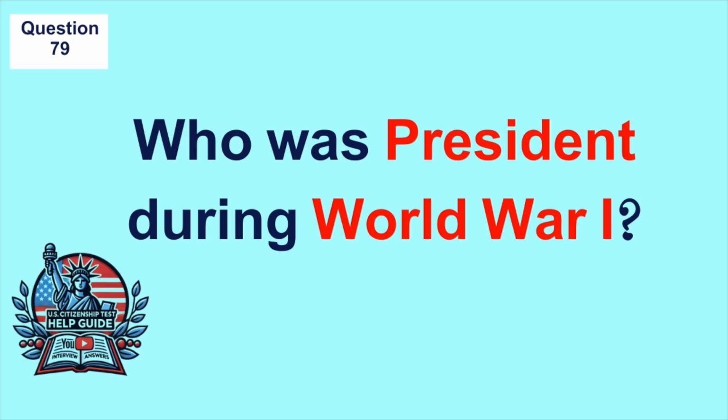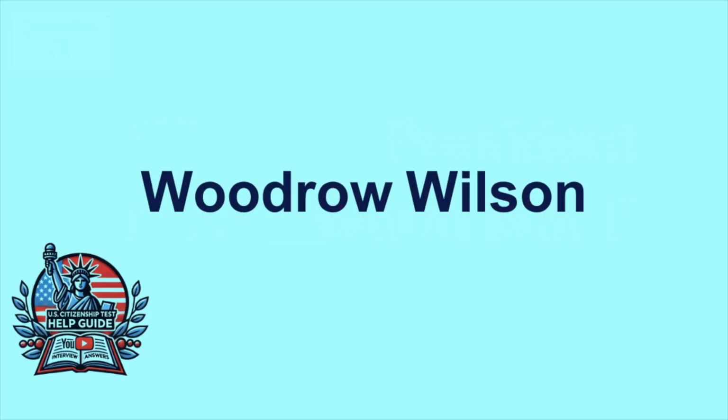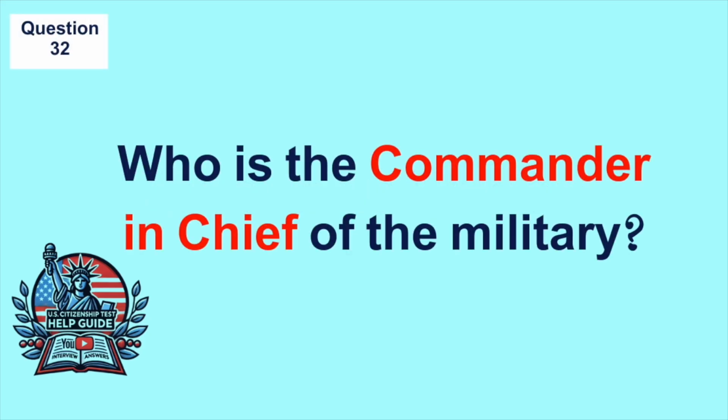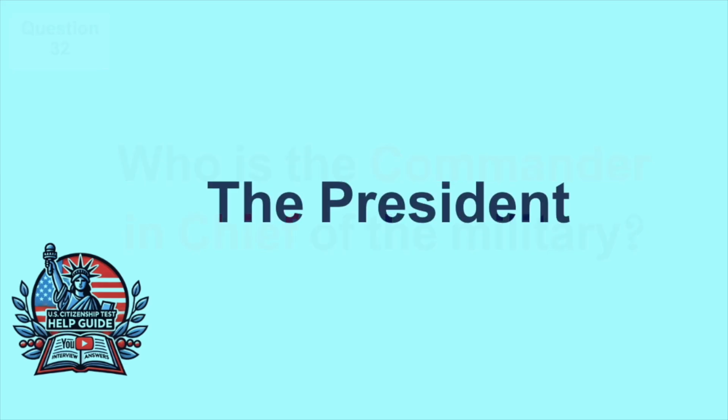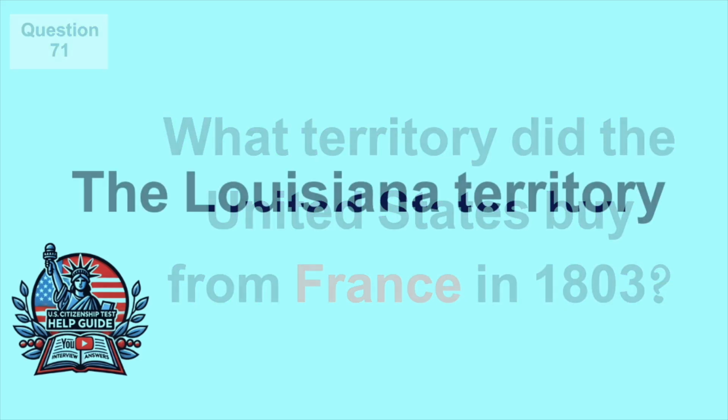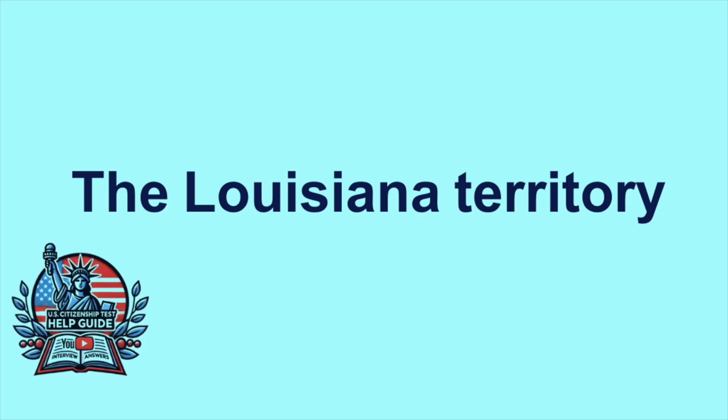Who was president during World War I? Woodrow Wilson. Who is the commander-in-chief of the military? The president. What territory did the United States buy from France in 1803? The Louisiana Territory.